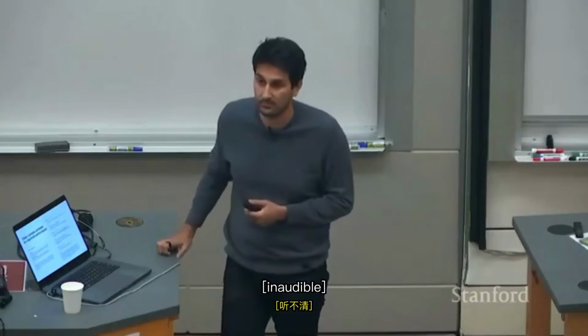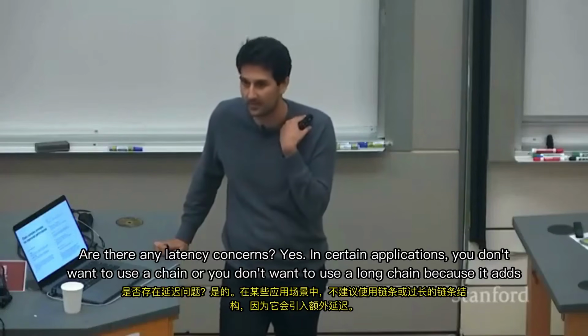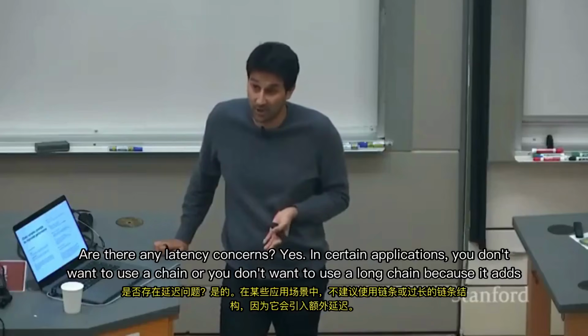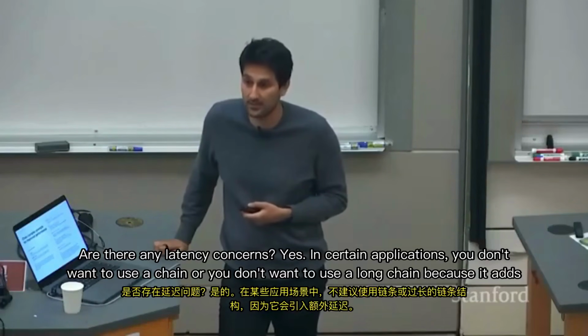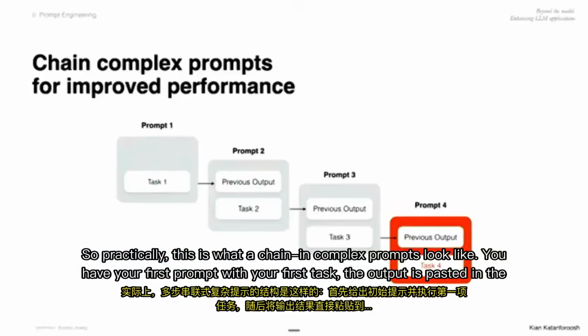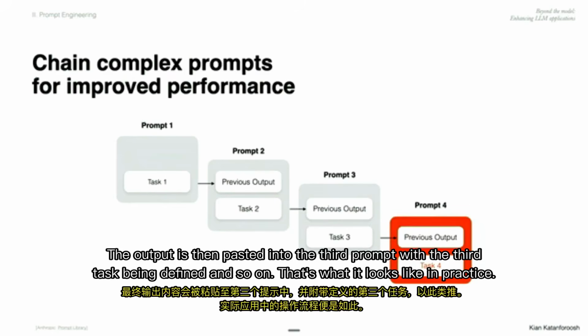Are there any latency concerns if it's a long chain? We'll talk about it. Yes. In certain applications, you don't want to use a chain, or you don't want to use a long chain because it adds latency. We'll talk about that later. Good point. So practically, this is what chaining complex prompts looks like. You have your first prompt with your first task. It outputs. The output is pasted in the second prompt with the second task being defined. The output is then pasted into the third prompt with the third task being defined, and so on. That's what it looks like in practice.